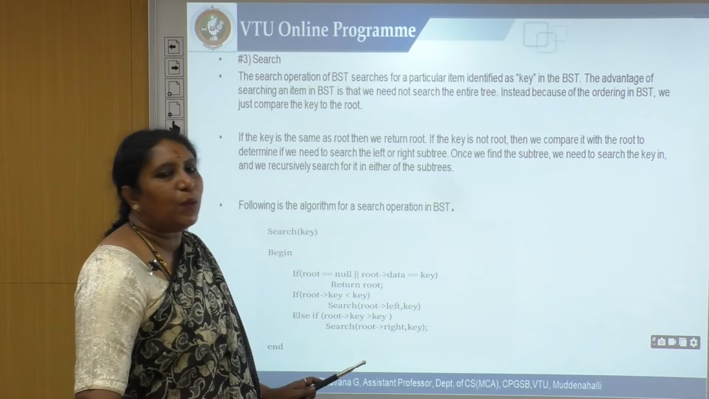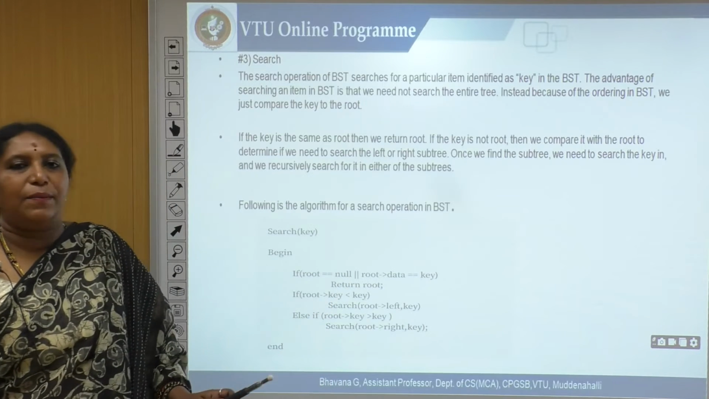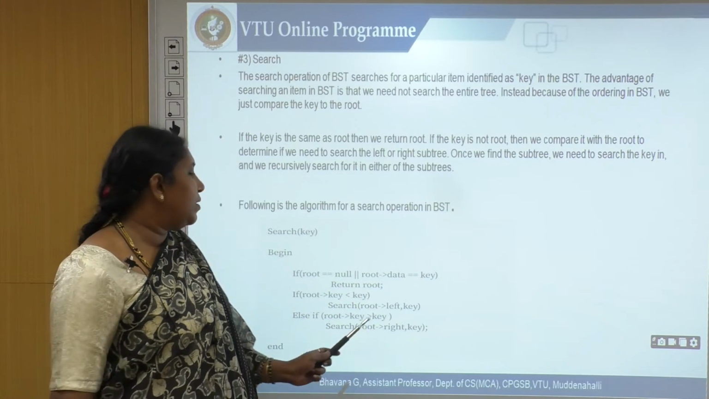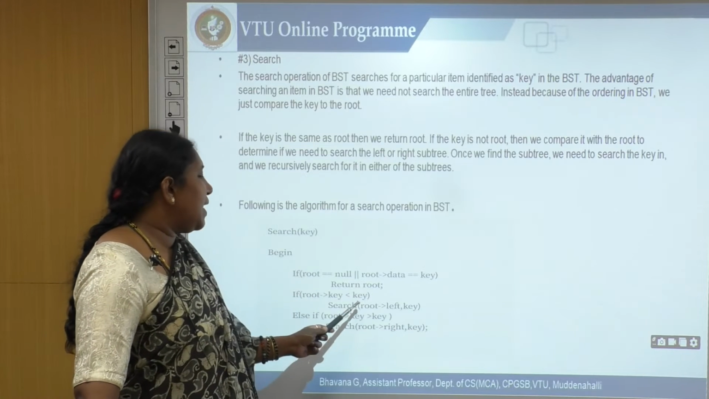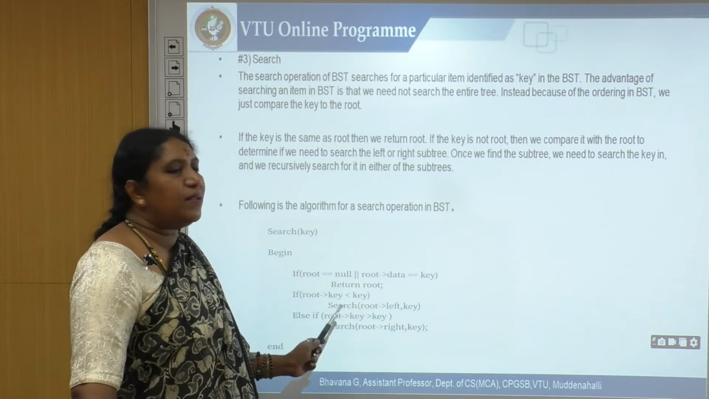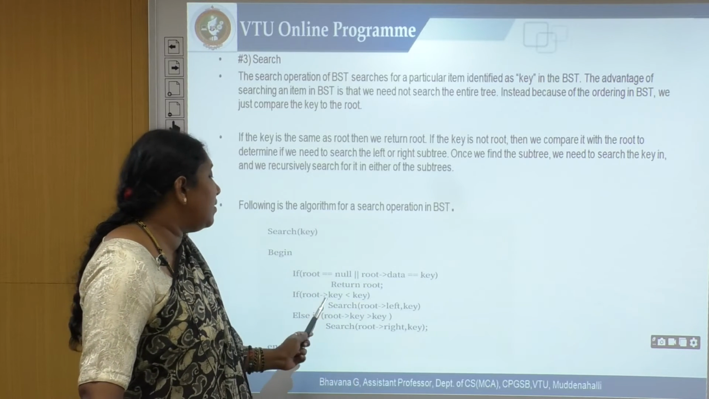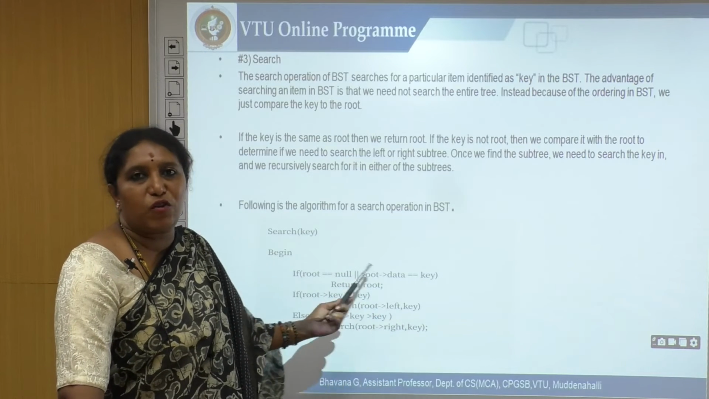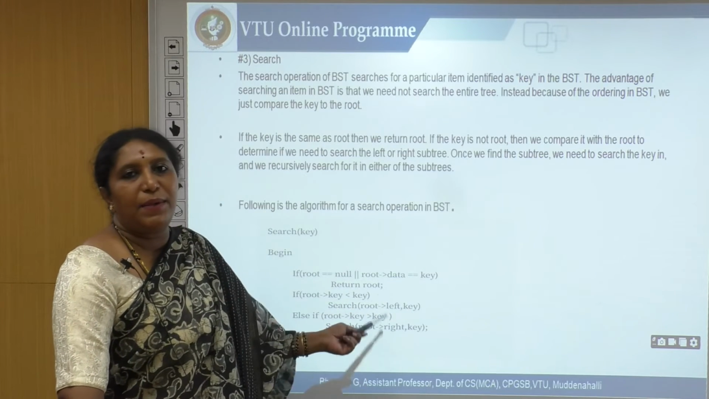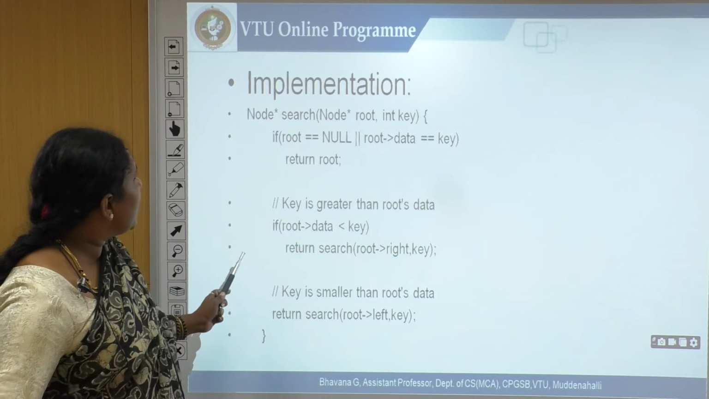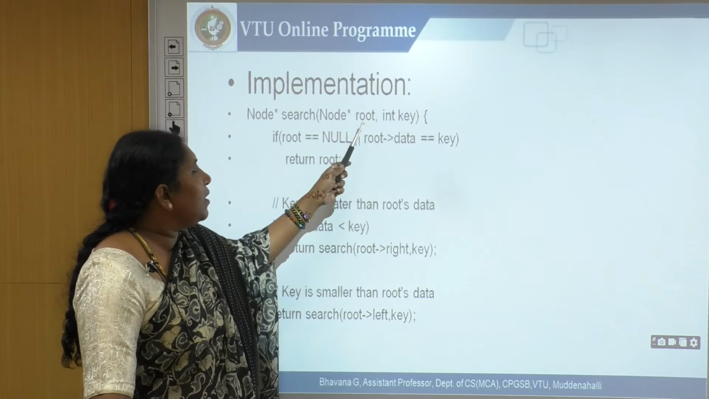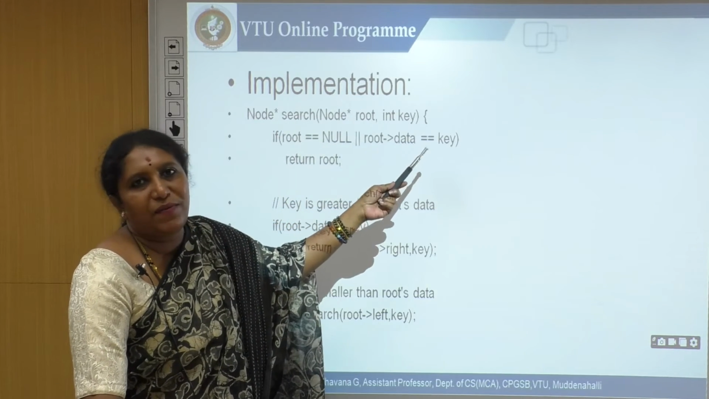The algorithm says: if root is equal to null or root data is equal to key, that means the key element you want to search is in the root, so you return that particular node. If the key element is less than the root key, I search for the element in the left subtree. If it is greater, I search in the right subtree. That is searching. In the implementation, we create a node as search, with the root and the key element you want to search.